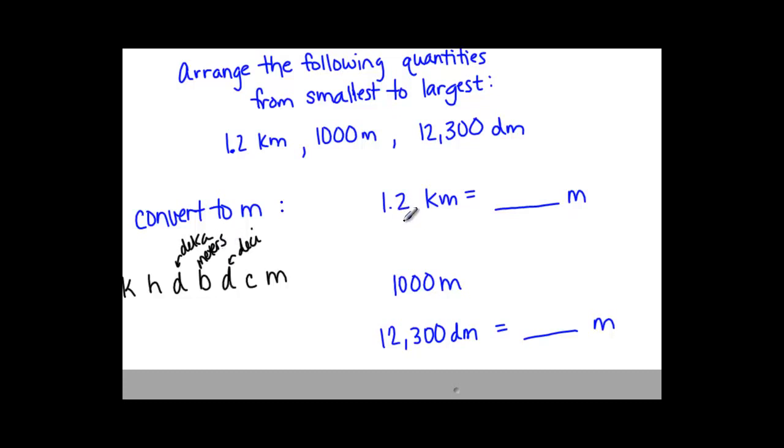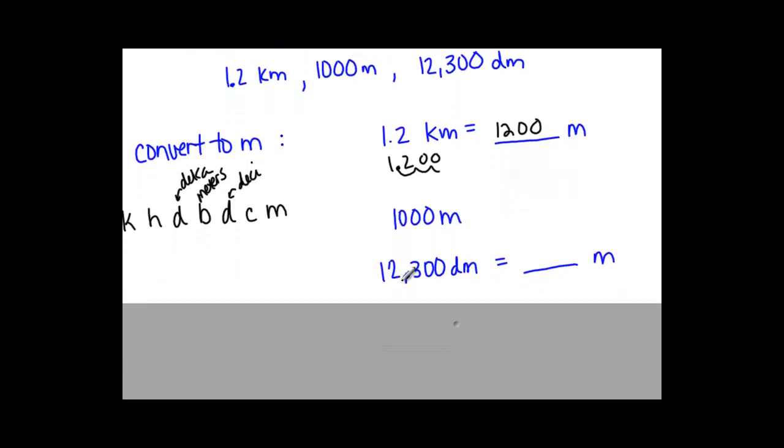If I want to convert 1.2 kilometers to meters, let's see how many decimal places we'll need to move. So starting at kilometers, and I want to move to meters, I would need to move 1, 2, 3 places to the right. So if my decimal place begins here, 1, 2, 3 decimal places to the right would give me 1,200 meters.